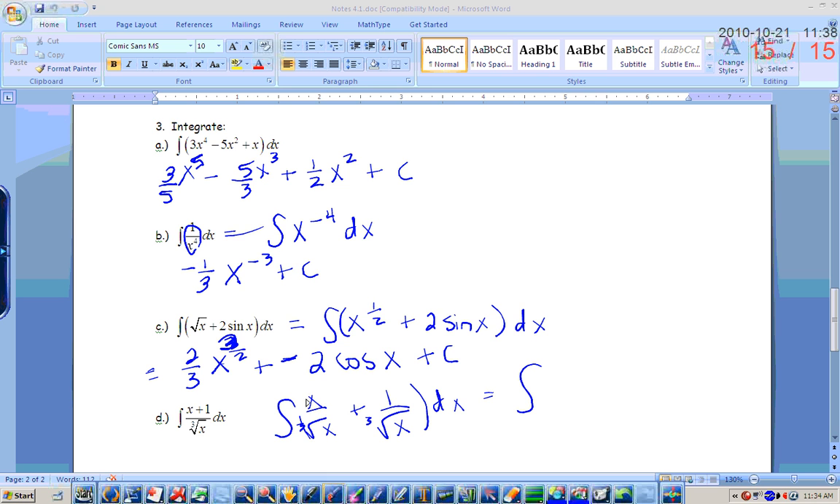Okay, this is like x over x to the 1/3. So x to the 1st over x to the 1/3 would be x to the 2/3. And then 1 over the cubed root of x, or 1 over x to the 1/3, would be x to the negative 1/3.